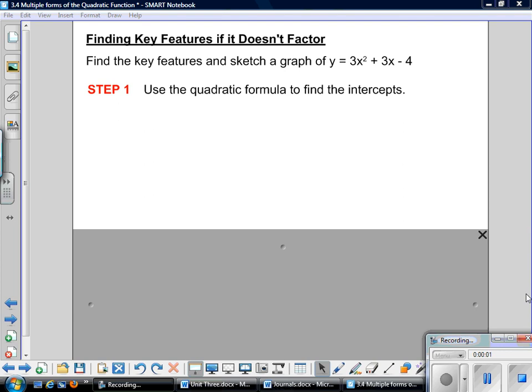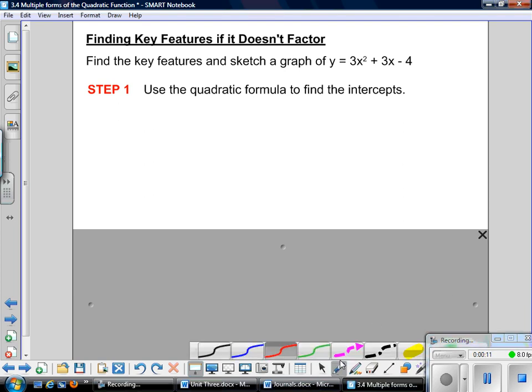Looking at, again, as I said, what happens if you can't factor it. Well, obviously the first step, in order to find the key features and sketch it, is we need to use a quadratic formula to start with to find the intercepts. So the first thing that we're going to do is set y equal to 0.